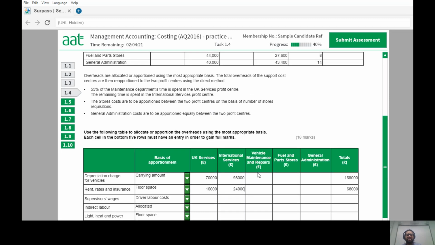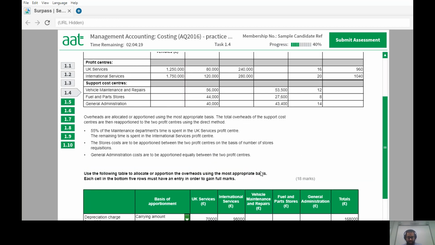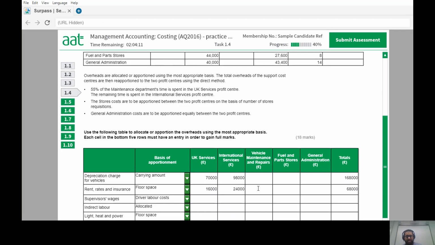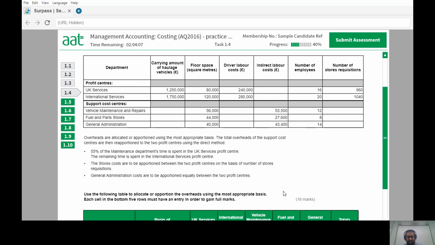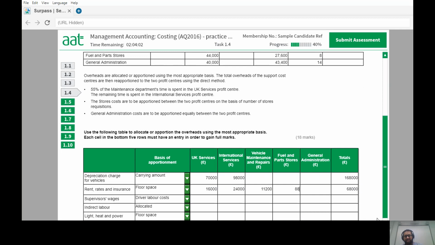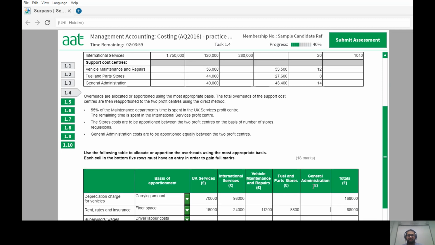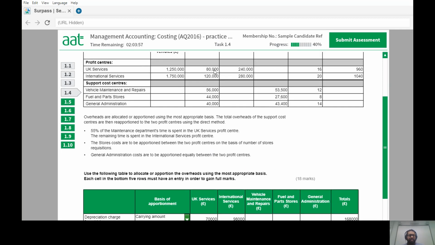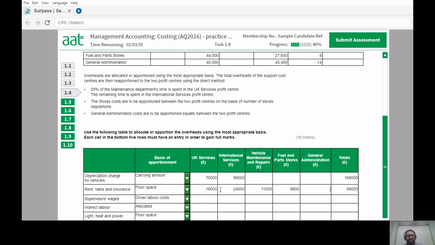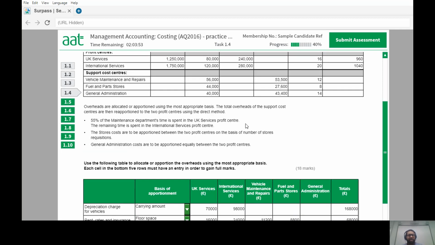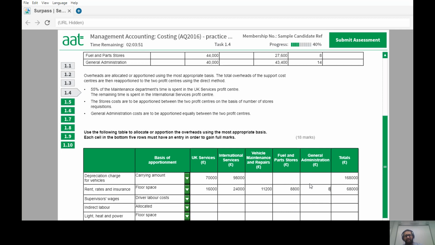Will match your answers. Then again, we have the similar way we're going to calculate. We're going to divide by 340, multiply by 56. I'll have 11200. And then again, we're going to do the similar calculation. 8,800 here. And the last but the least, if it's 40,000, remember, if it's 80,000, it's going to be 16,000 pounds. So 40,000 is going to be half of that. It's going to be 8,000.